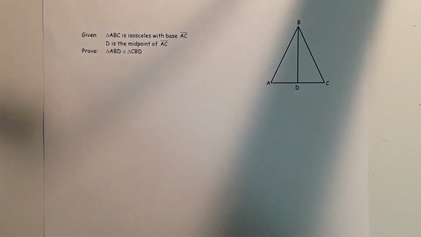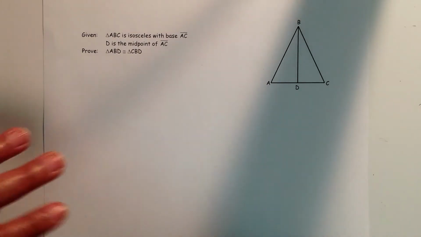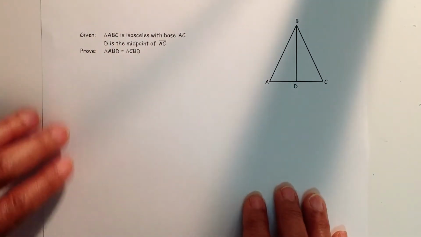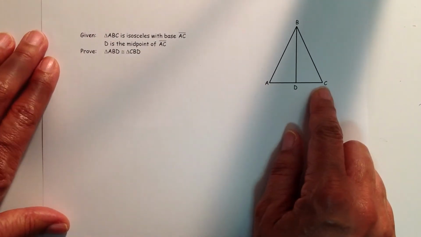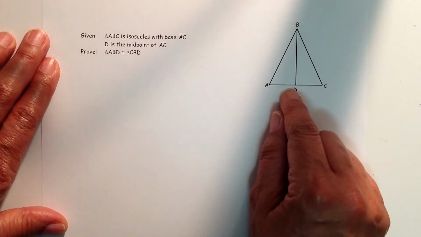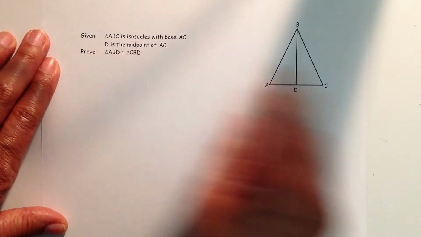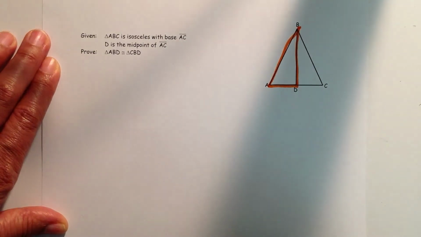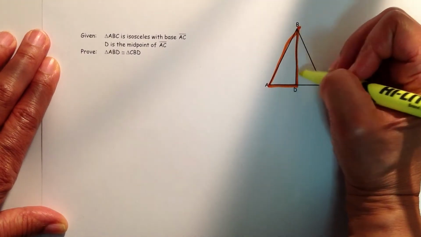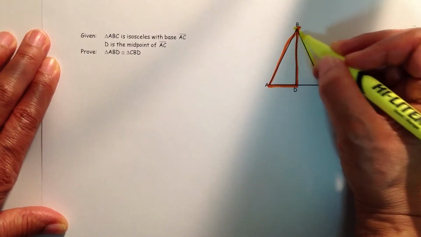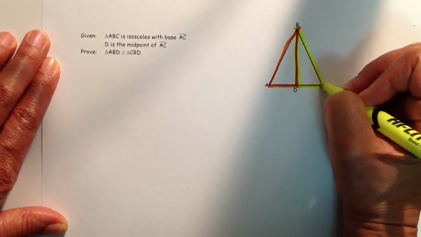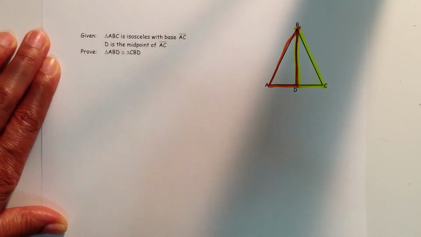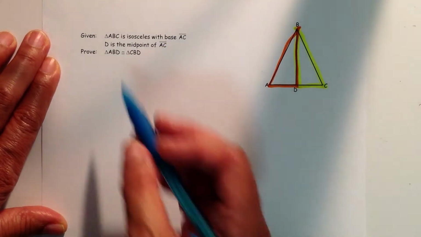So in this particular problem, we've got a triangle here that we're told is isosceles with a base of AC. And it says D is the midpoint, and it wants us to prove the triangle ABD is congruent to triangle CBD. Okay? So like I said, I like to start with what's given and drop a lot of that on, and then you can kind of see where you can go with it.